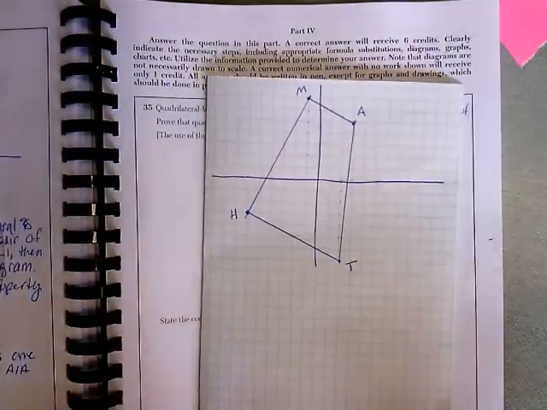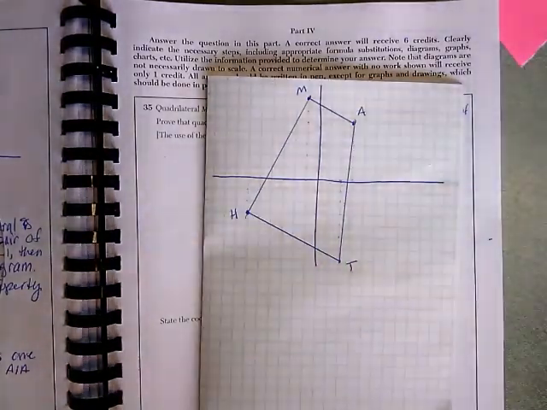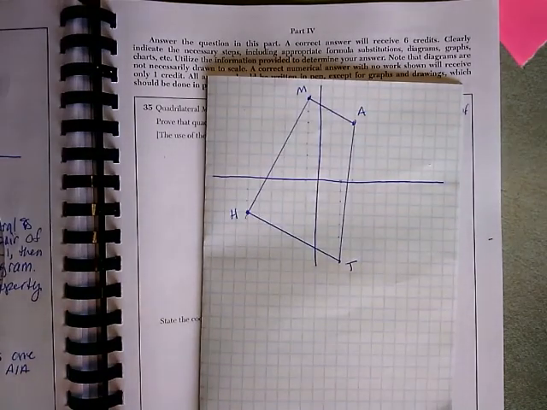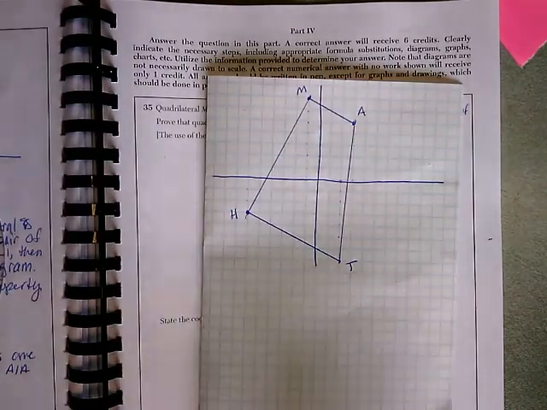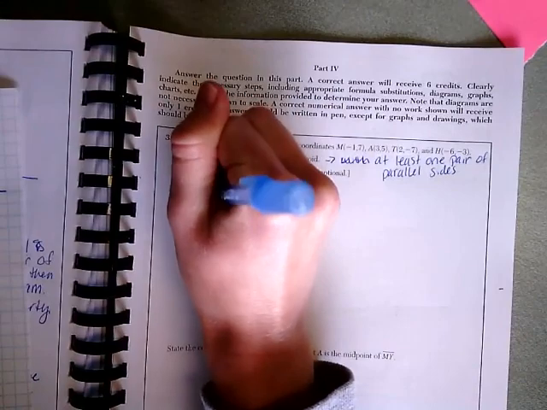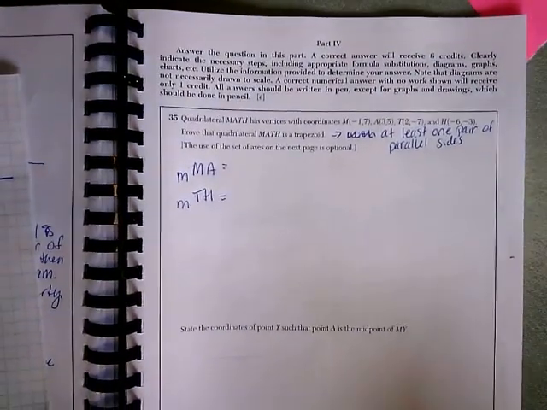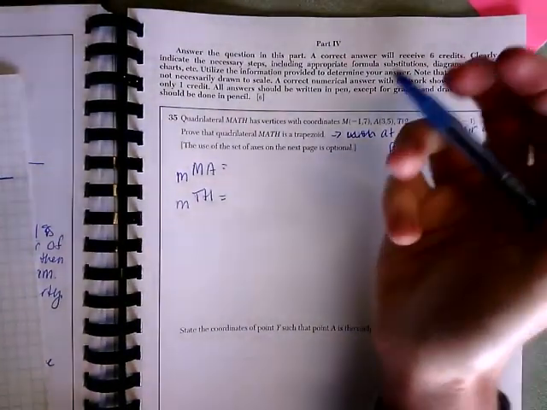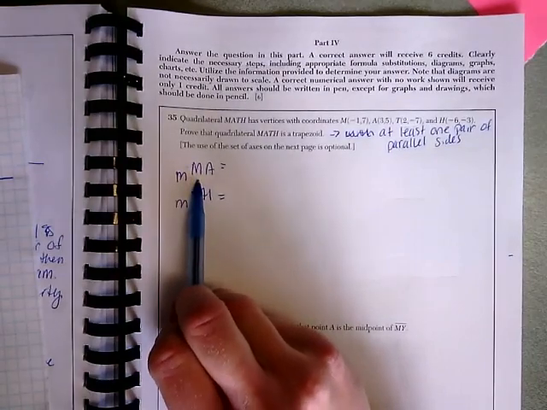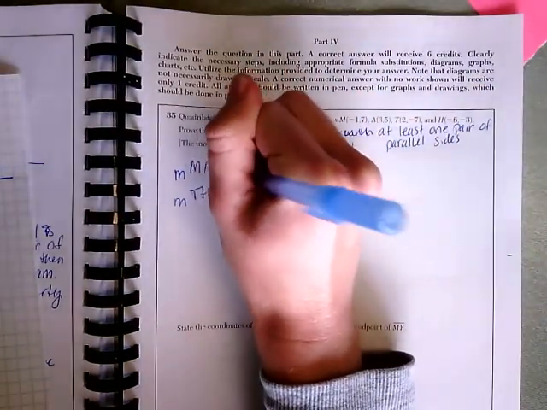So taking a look at this, what I recommend you do, regardless, is show all sides or do the slope of all sides. Now looking at this, it's pretty obvious that MA should be parallel to TH, okay? So let's do the slopes of MA, and let's do the slopes of TH. Now, if they are parallel, their slopes are going to be equal. So let's first find the slope of MA. So MA is 5 minus 7 over 3 minus negative 1.